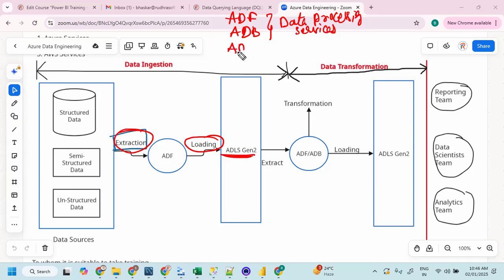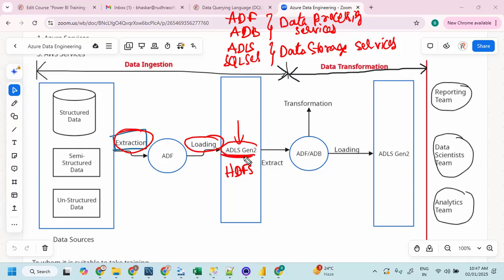And ADLS, SQL Server, something like this, we can call data storage services. Your ADLS Gen 2 is specifically designed for storing big data, and for processing big data. This is equivalent to your HDFS, Hadoop Distributed File System. So the data is going to be distributed across the different nodes.